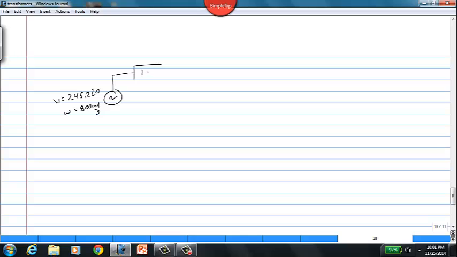Okay, now that we've had a little practice with the applications of linear transformers, let's do a whole circuit analysis using the linear transformer model. So we've got a circuit, and it's going to have a voltage source of 245.2 volts, and it's got an angular frequency of 800 radians per second. We're going to have that voltage source have a series impedance of 184 plus J0 ohms, so purely resistive.